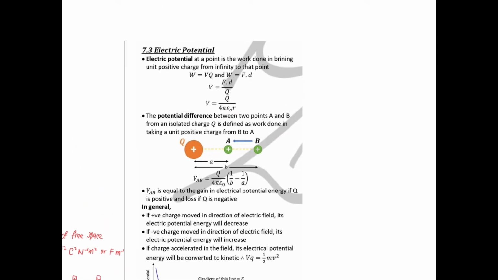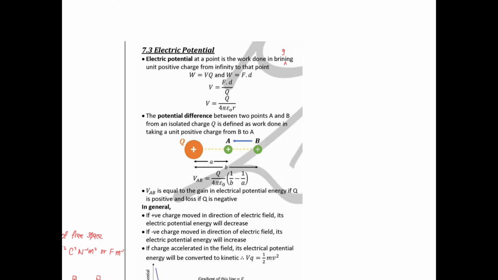7.3, electric potential. So the first point, electric potential, and the point is the work done in bringing, okay, there is a missing word there, bringing unit positive charge from infinity to that point. So from a place which is very far away to a particular point, then you will get the electric potential. So electric potential is work done.